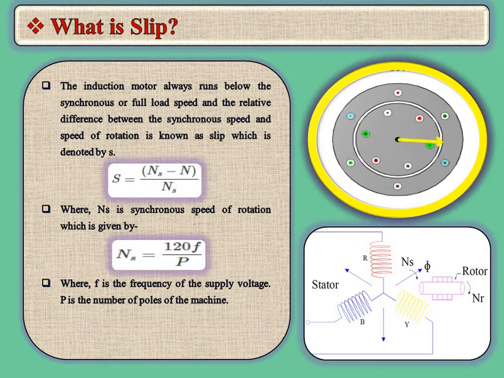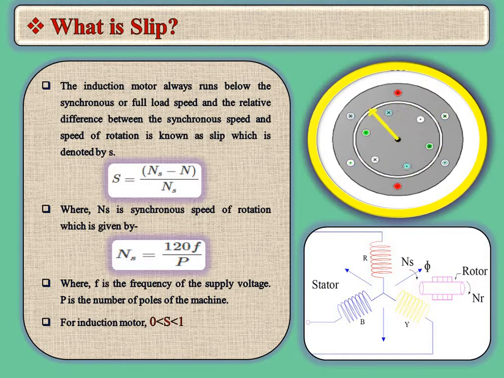Slip is a dimensionless quantity. The value of slip is always less than 1 for an induction motor. So the slip varies between 0 and 1 for an induction motor.